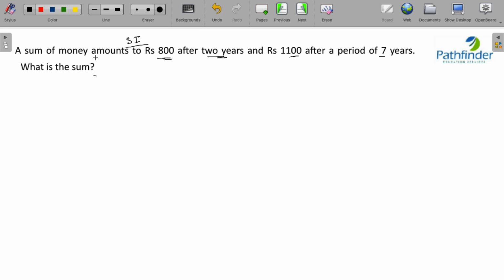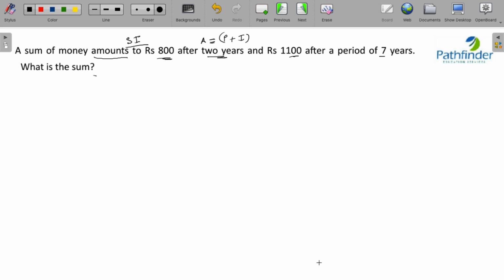Another thing is, what is the meaning of the word amount? Amount is not the same as sum. It is equal to the principal plus interest. So whenever the word amount is used, you should assume that it is principal plus interest. And if you did not know that, please make sure that you make a note of this in your copy.